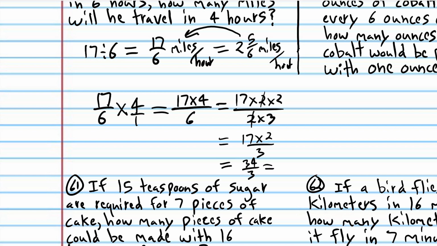And I know this is a lot of math, but these problems are taking a lot of the stuff we learned and combining it. So 3 goes into 34 11 times, because 3 times 11 is 33. The remainder is 1. And you just rewrite the denominator. So our final answer is 11 1/3 miles. That's how far the deer can travel in 4 hours.